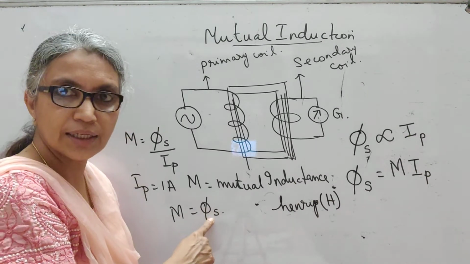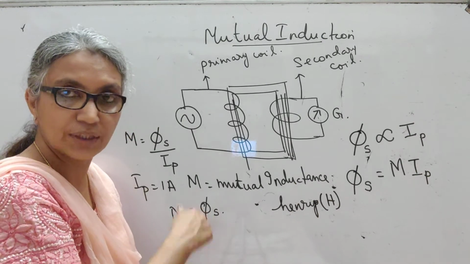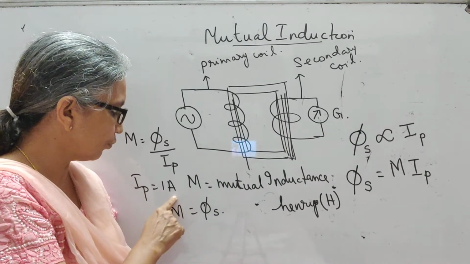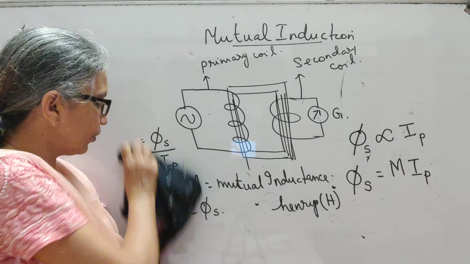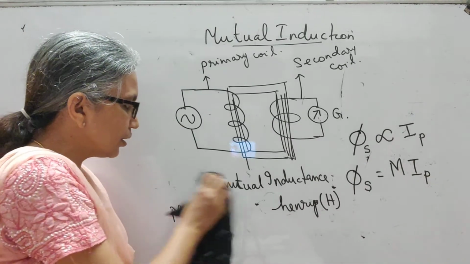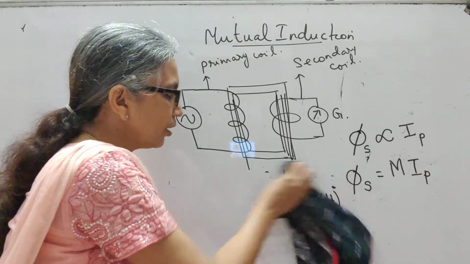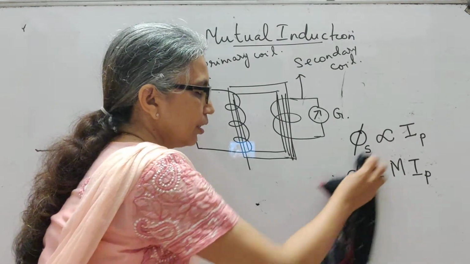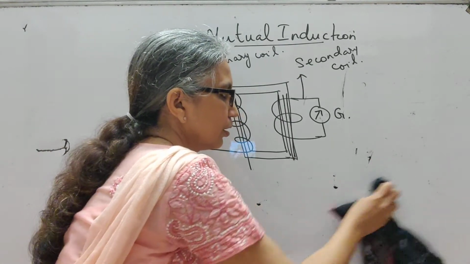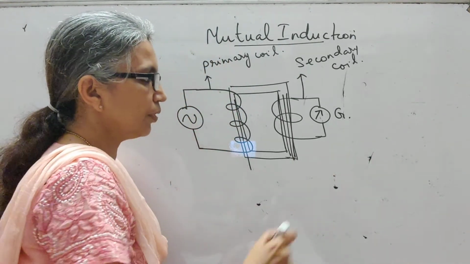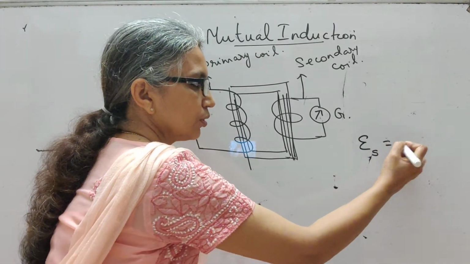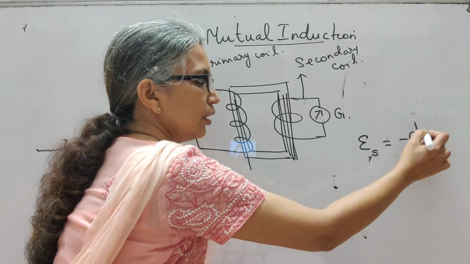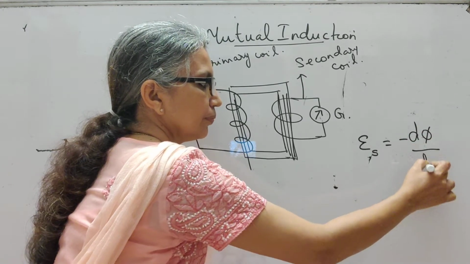Okay, so once more I'll define the mutual inductance. It is defined as the flux linked with the secondary coil when a current of 1 ampere flows through the primary coil. You also have a definition for mutual inductance in terms of the EMF. That will be, the EMF induced in the secondary coil is equal to minus d phi by dt.